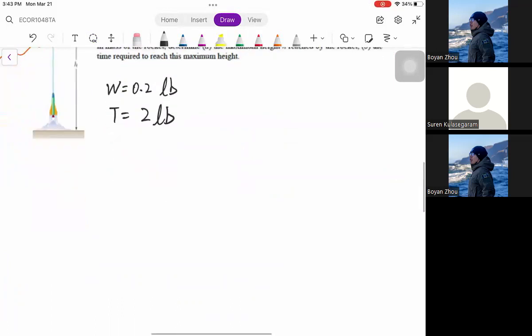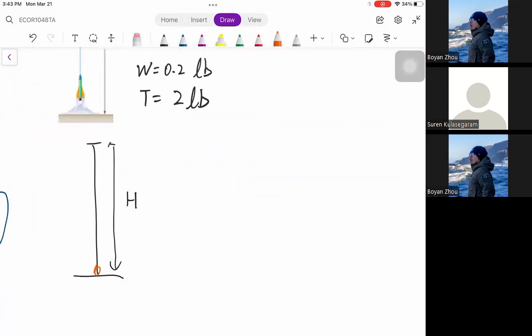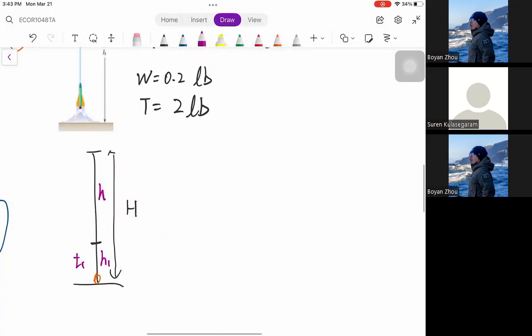So we can draw a diagram like this. The total height is going to be h. The rocket is launched from here and goes all the way up, and that is the total height. There are 2 sections here. The first one we're going to call H1, and the time is going to be T1, and T1 is given as 1 second.